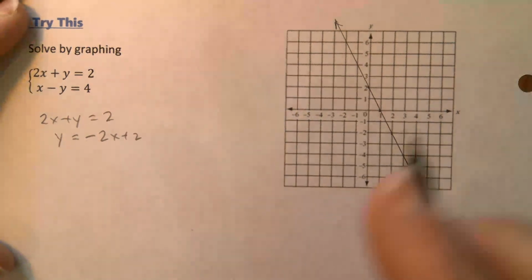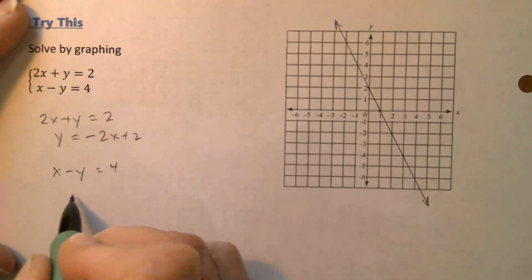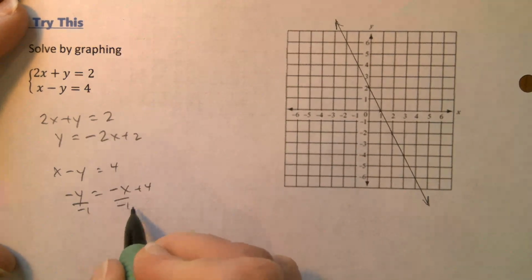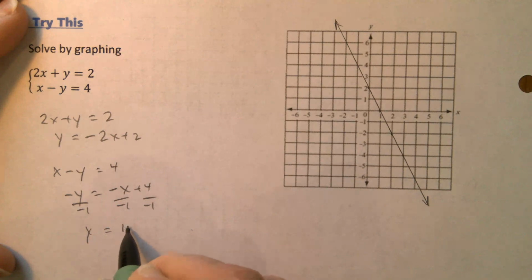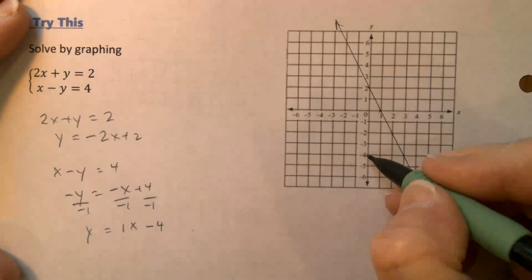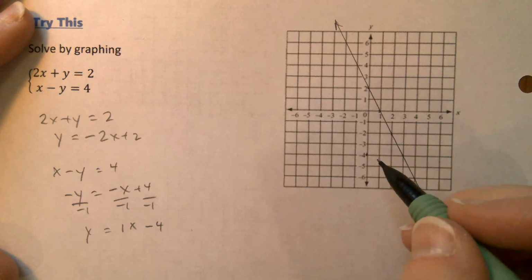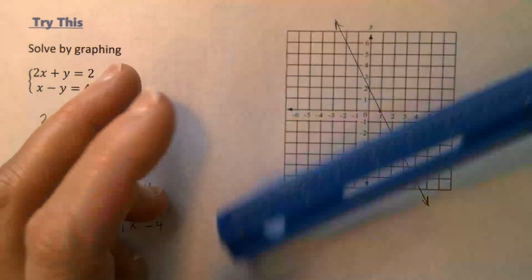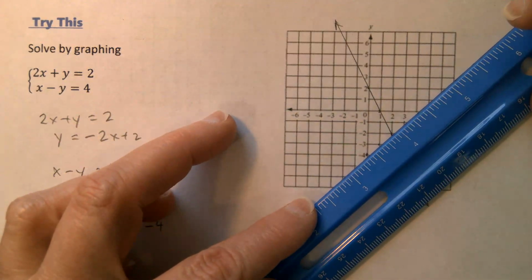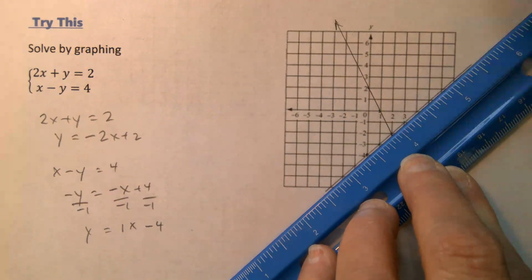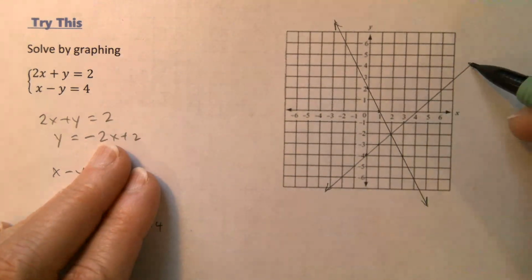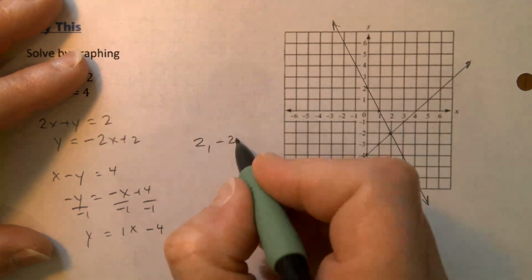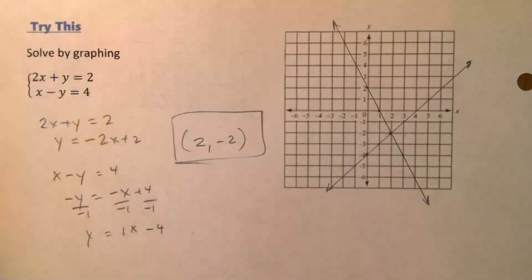Okay, so there's the first equation. I take the second equation, x minus y equals 4. Get negative y equals negative x plus 4. Divide everything by negative 1, and I get y equals 1x minus 4. So here's negative 4. And my slope is positive 1, so it's up 1 over 1, up 1 over 1. We can see right there where it's going to intersect. So I connect those dots. And the point of intersection is right here, and that is (2, negative 2). So there is my solution. Please make sure you write it as an ordered pair.